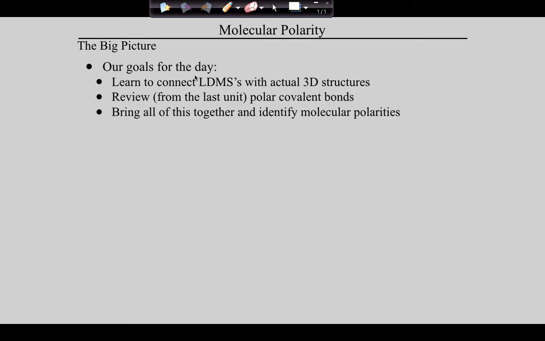You may remember in the previous unit, we talked about covalent bonding, which is sharing, and we said it happens 2 ways, equally or unequally, and we said we'll worry about it in the next unit. That's today. And then we're going to bring this all together and talk about molecular polarity, which is our goal for the day. You guys ready to go?